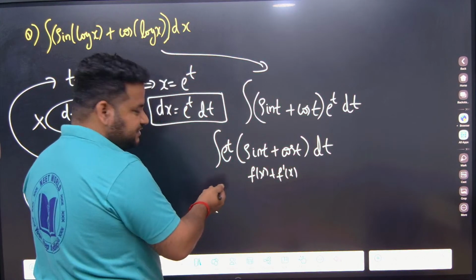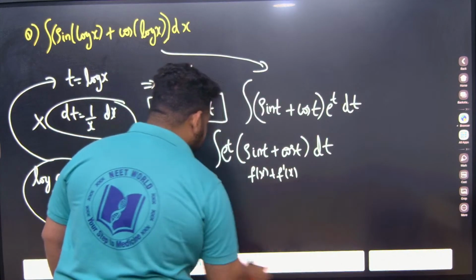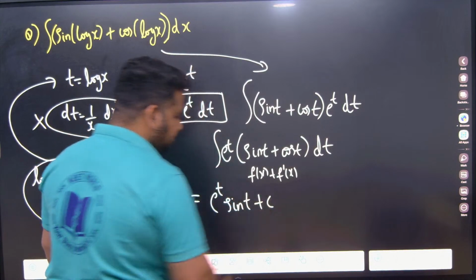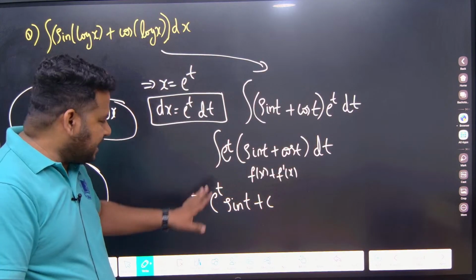But here in terms of x it is not there. You will write it in terms of t. The answer will be e power t into sin t plus c. This is the final answer. But still we are not done. We have to substitute the value of t back again in the answer.